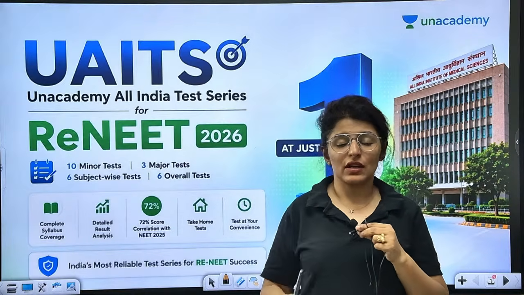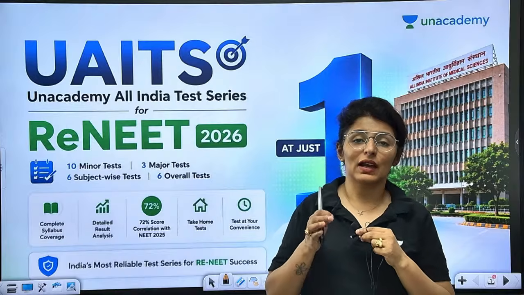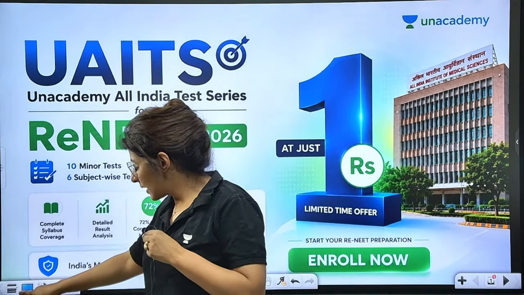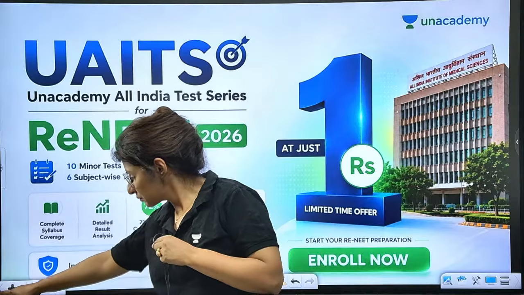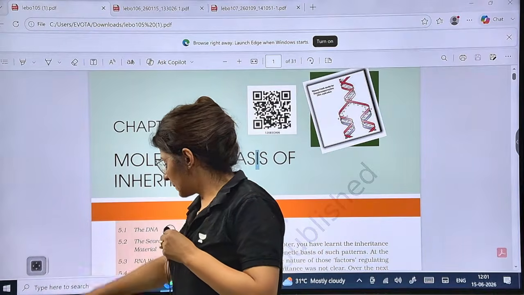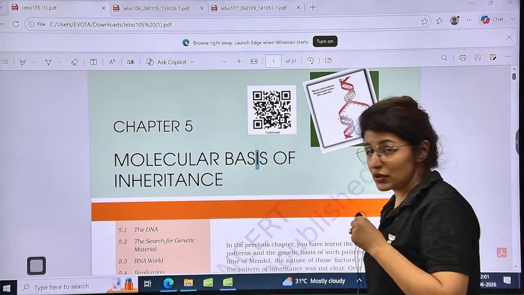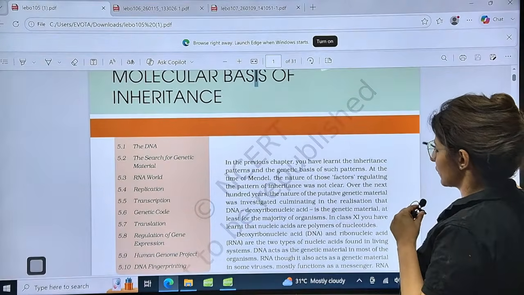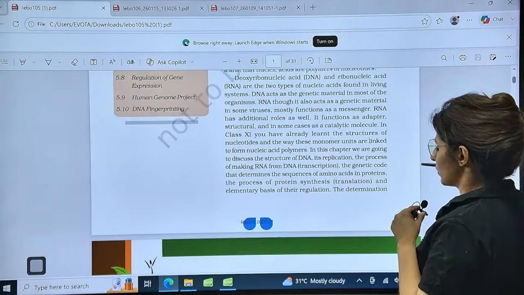Today in this session, guys, I'm going to complete with class 12 NCERT reading. So we have already started that. So 4 chapters were done. In this session, guys, I'm going to start with molecular basis of inheritance, and let's quickly jump onto this.